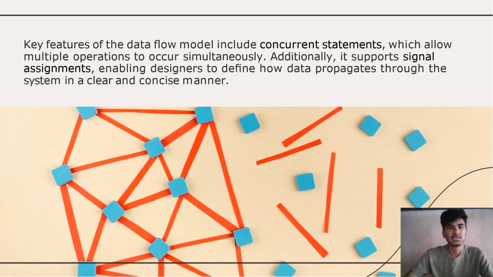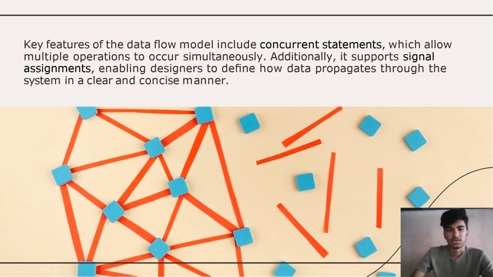Now let us discuss key features of the data flow model. The data flow model uses concurrent statements, which allow multiple operations to occur in a simultaneous manner. It supports signal assignment, enabling designers to define how data progresses through the system in a clear manner.